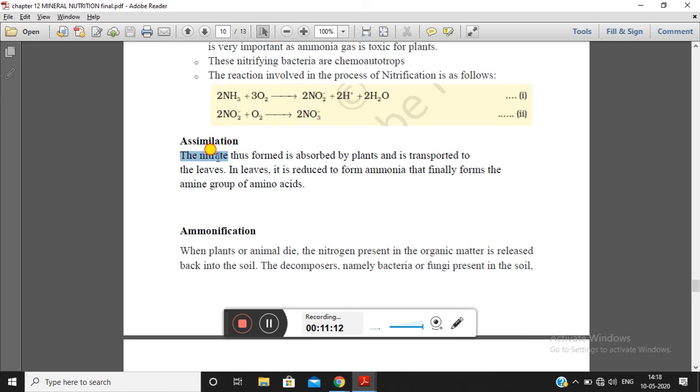Now once nitrification takes place, the next step is assimilation. The nitrate formed in nitrification is absorbed by the plants and transported to the leaves. In the leaves, this nitrate is reduced to form ammonia. And this ammonia finally forms the amine group of the amino acids. This is how assimilation takes place, and this is how nitrogen is used to produce amino acids.